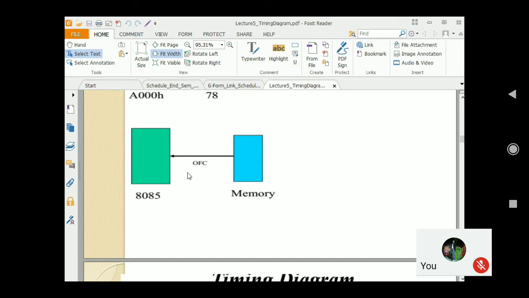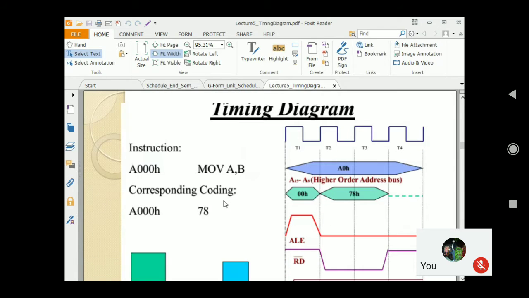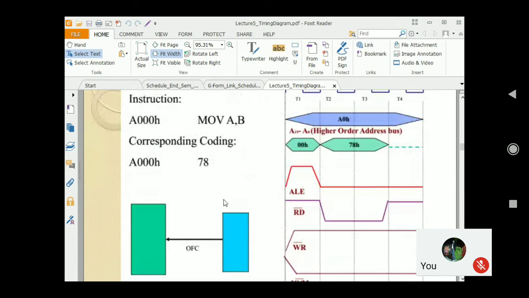It doesn't know the mnemonics. Move A, B: it doesn't know anything about Move A, B. It only knows the hex code 78 and the corresponding binary digits. So we usually have this opcode fetch cycle. This is a timing diagram. You need to know this.